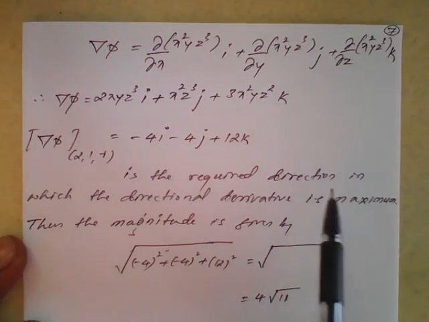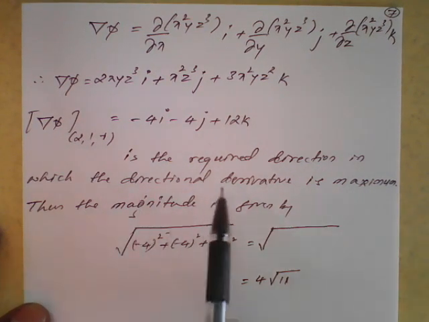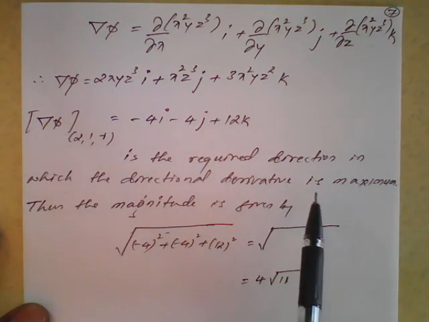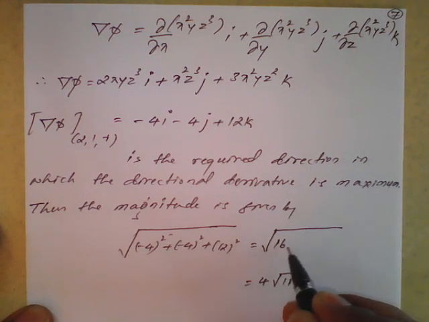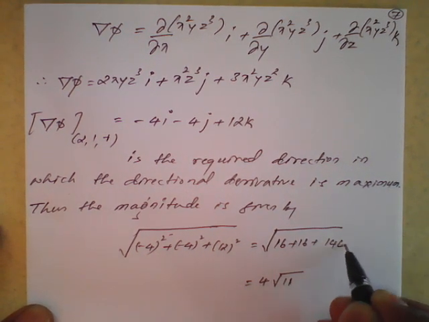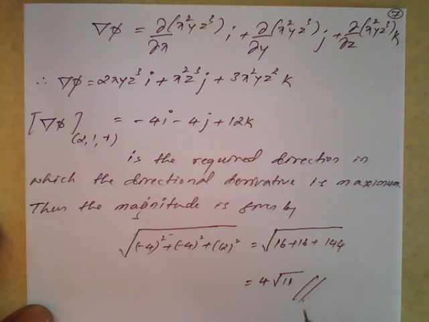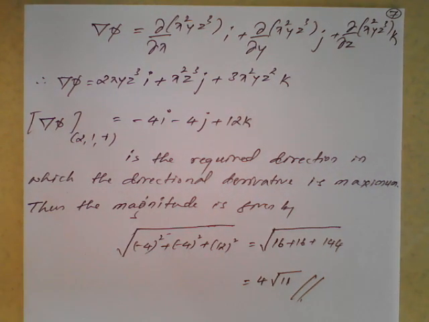So this is the required direction in which the directional derivative is maximum, because del phi itself is the maximum, and the magnitude means the square root of that. So 4 square is how much here? 16 plus 16 plus 144, so we'll get 4 root 11 as the magnitude of the given directional derivative when it is maximum. So this is one example. You just remember how to solve, for the given surface, what is the maximum directional derivative and what is its magnitude.